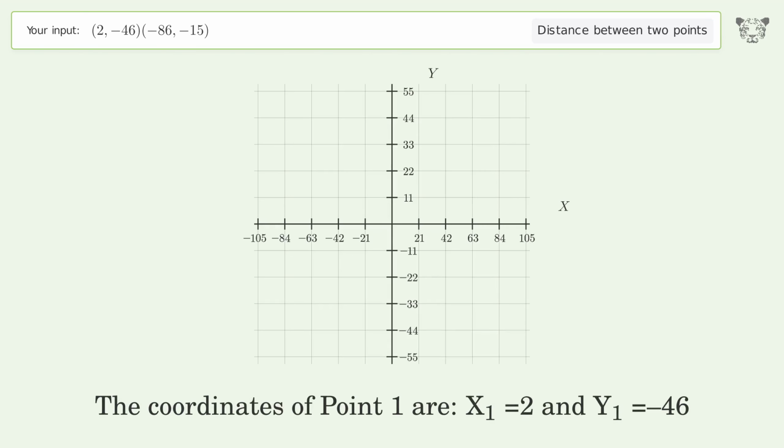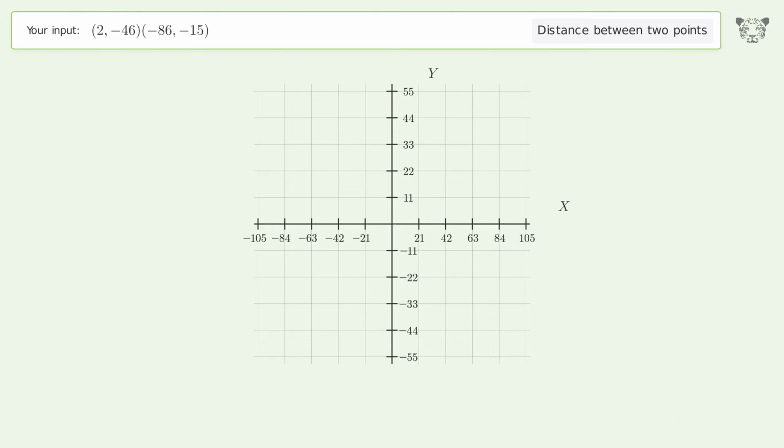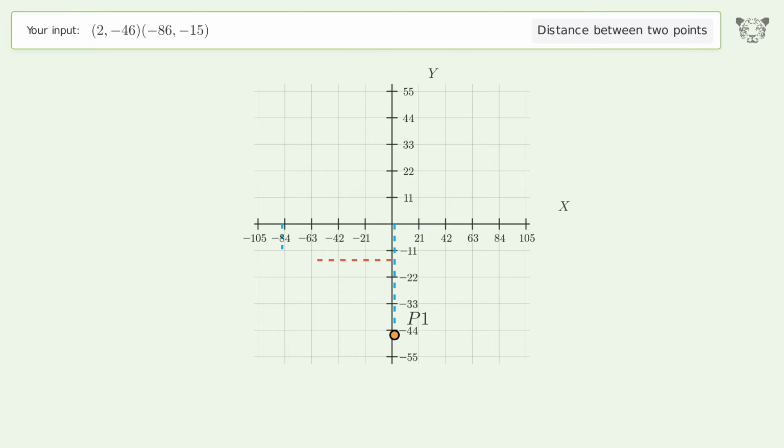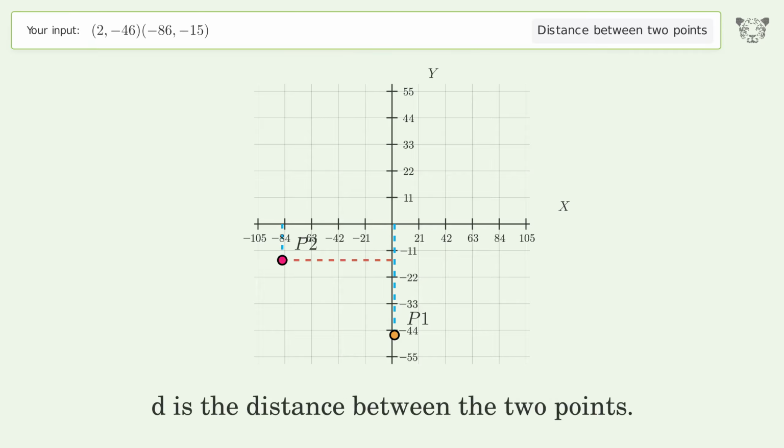The coordinates of point 1 are x1 equals 2 and y1 equals negative 46. The coordinates of point 2 are x2 equals negative 86 and y2 equals negative 15. D is the distance between the 2 points.